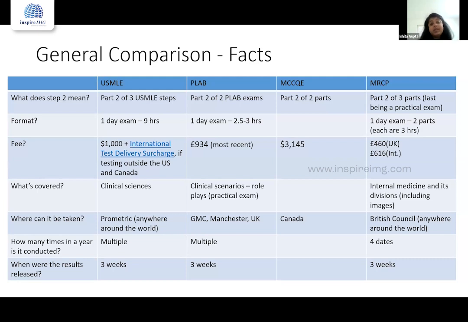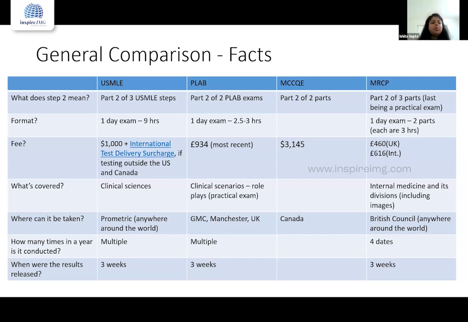For PLAB Part 2, again, that's multiple. If you remember, PLAB Part 1 just had 4 dates, but PLAB Part 2 is not like that. There are multiple dates. Once you're eligible to apply for the exam, it opens up.